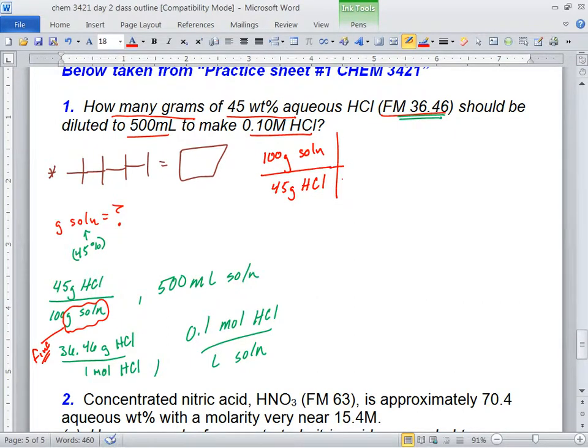What could you use next? And here's what you have to work with. Yeah. We don't have any choice. It's the only place grams HCl shows up. So use that one next.